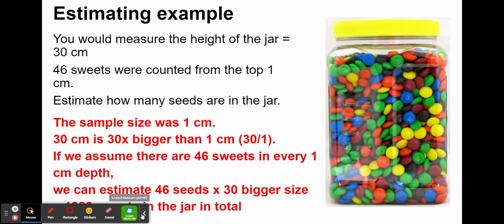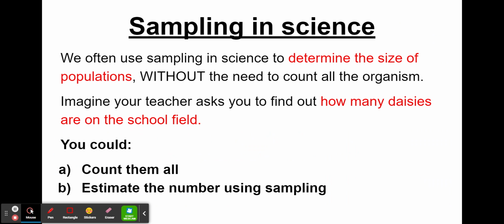And therefore we would get this many sweets in total in the jar. Now, that's not the only way we can use sampling. One of the other ways in which we use sampling is we often use it to determine the size of populations without actually having to count all the organisms in that population.